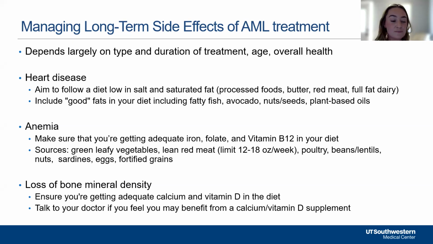One other big thing we worry about too is loss of bone mineral density, especially in those who have been taking steroids. So it's important to make sure you're getting good calcium and vitamin D in the diet. We know calcium comes from dairy products and dark green leafy vegetables. You also get some good calcium from fortified things, such as fortified orange juice. And then that vitamin D comes from things like fatty fish, fortified products like fortified orange juice, fortified whole grains, fortified dairy products, and of course, sunlight as well.